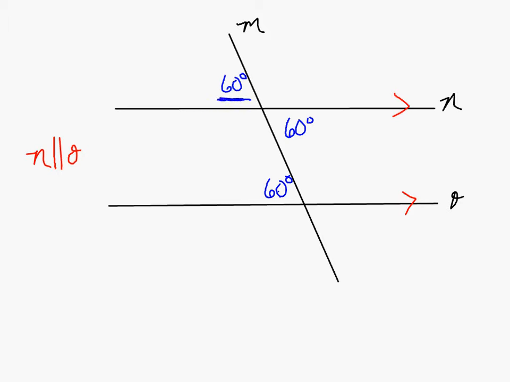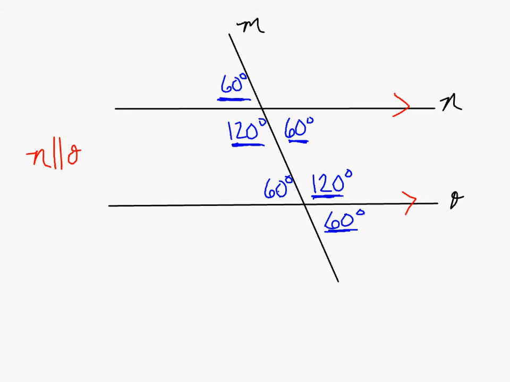If this one is 60, what is this one? Why? Because alternate exterior angles are congruent. Okay? If this one is 60, what is this one? 120. Why? Because it equals 180. Because consecutive interior angles are supplementary, right? If this one's 120, what's this one? Why? Because it's supplementary. Because alternate interior angles are congruent, right?